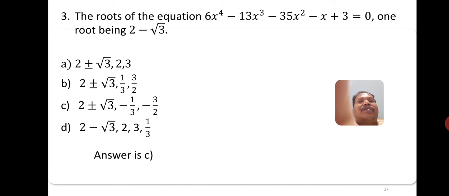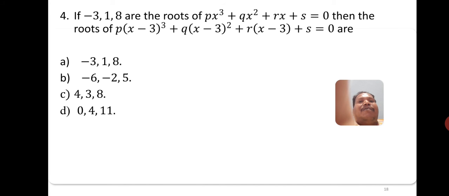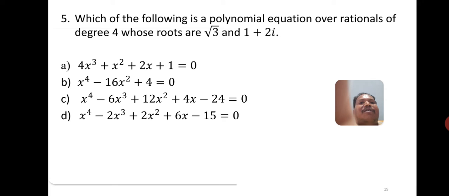Next, if minus 3, 1, 8 are the roots of px cube plus qx square plus rx plus s equals 0, then the roots of the given equation equal to 0 are... The option is D. Next, which of the following is a polynomial equation over rationals of degree 4 whose roots are root 3 and 1 plus 2a? The option is D.